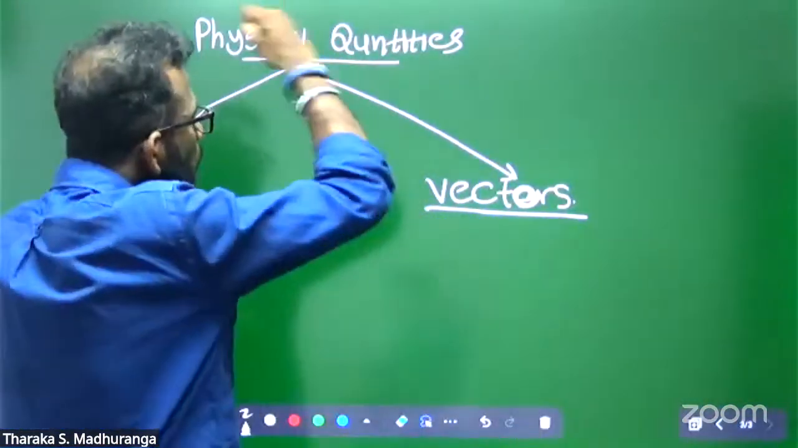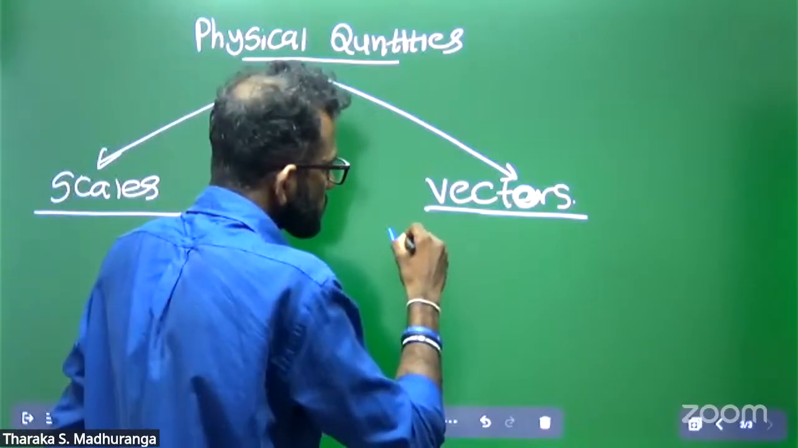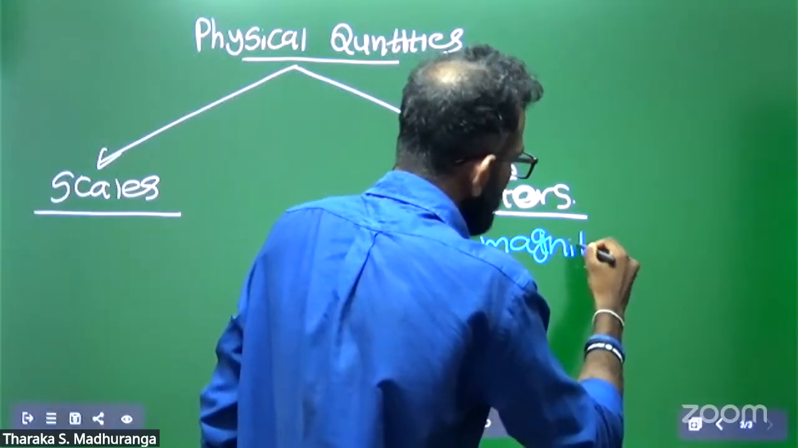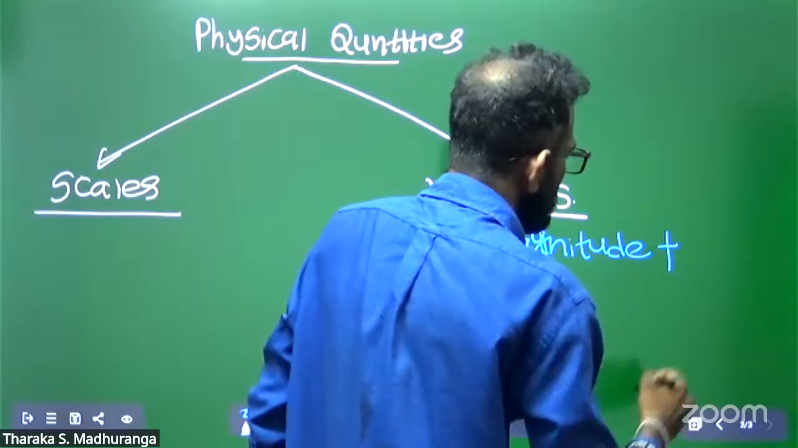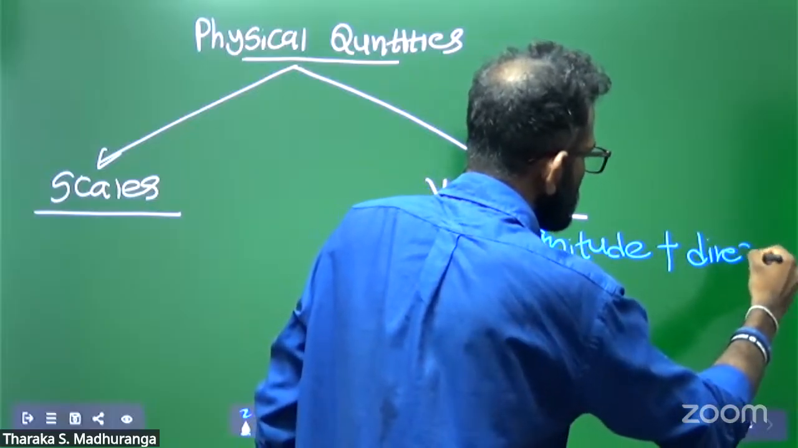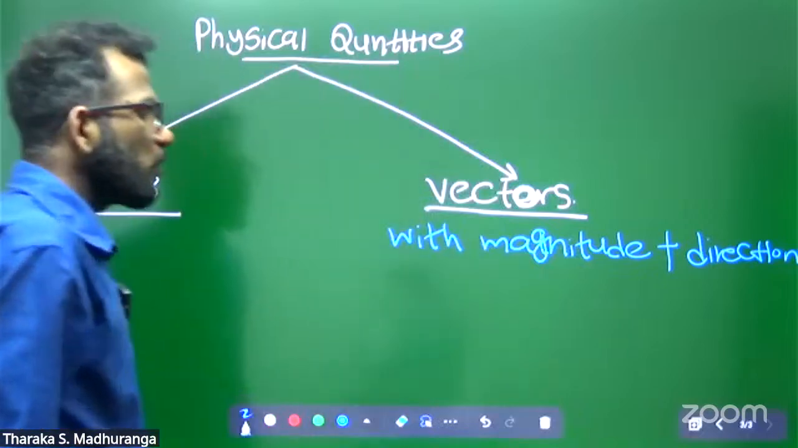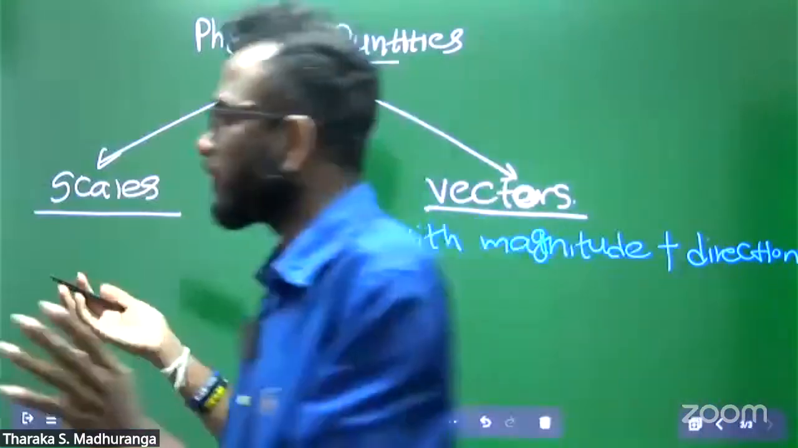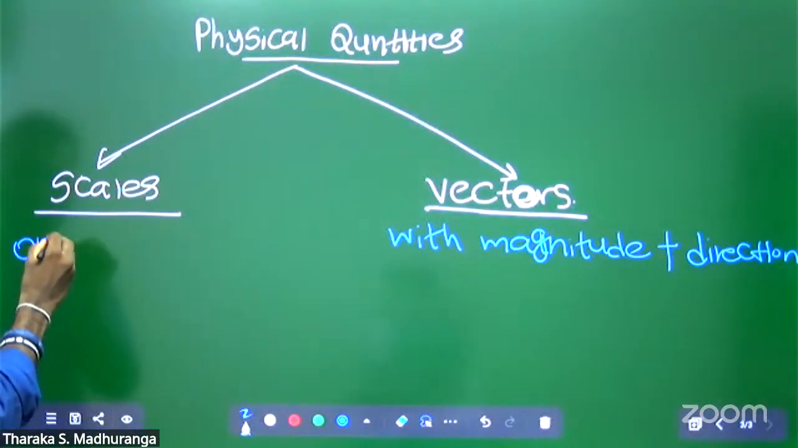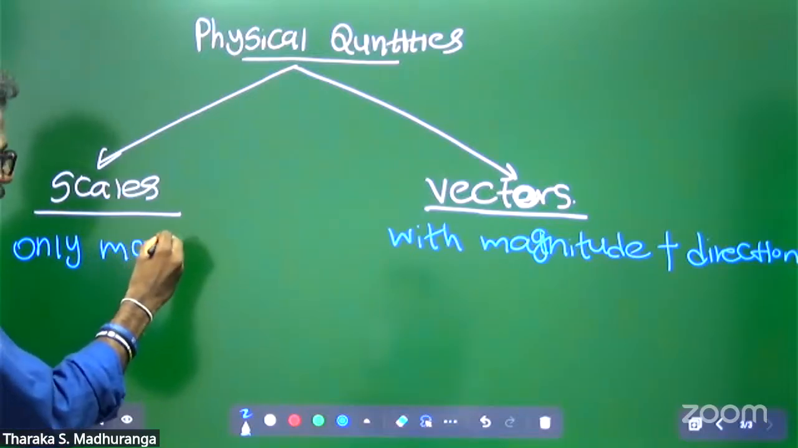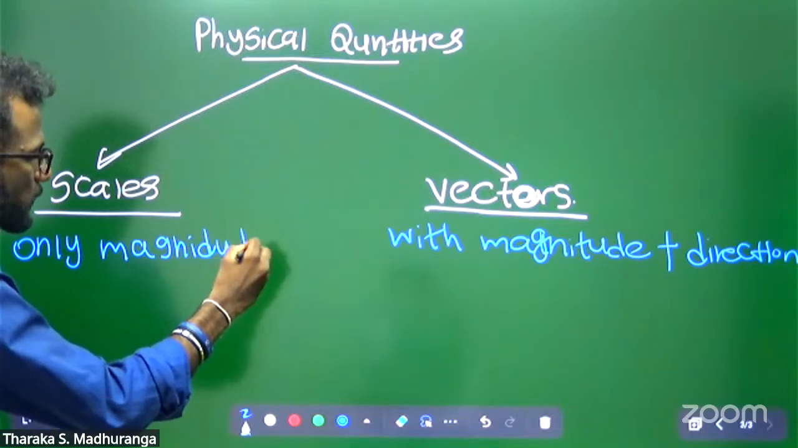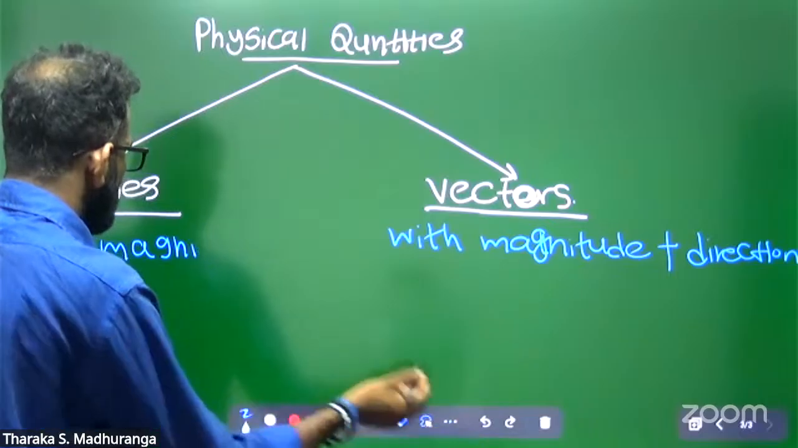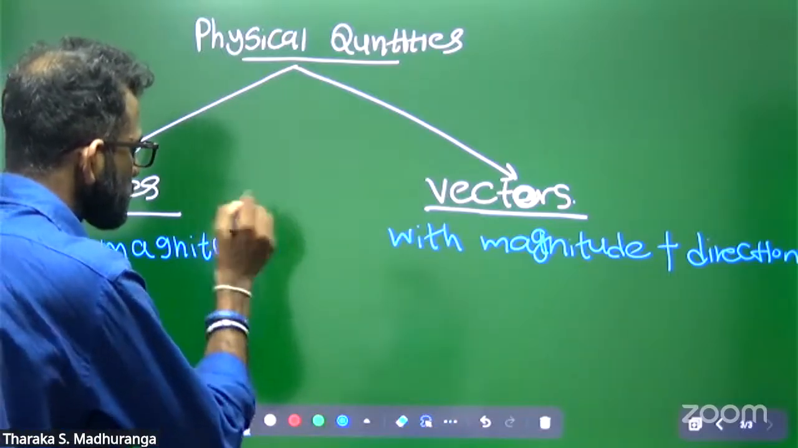Vectors mean physical quantity with magnitude plus direction. Magnitude plus direction. Okay, scales mean physical quantities with only magnitude. Very good. Only magnitude, no direction, no specific direction. Only magnitude.